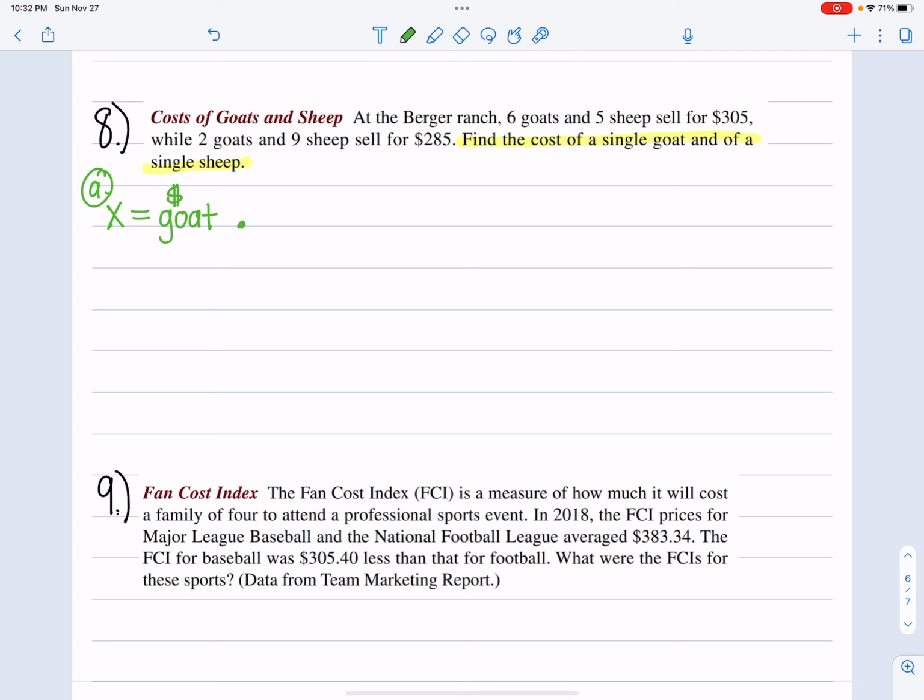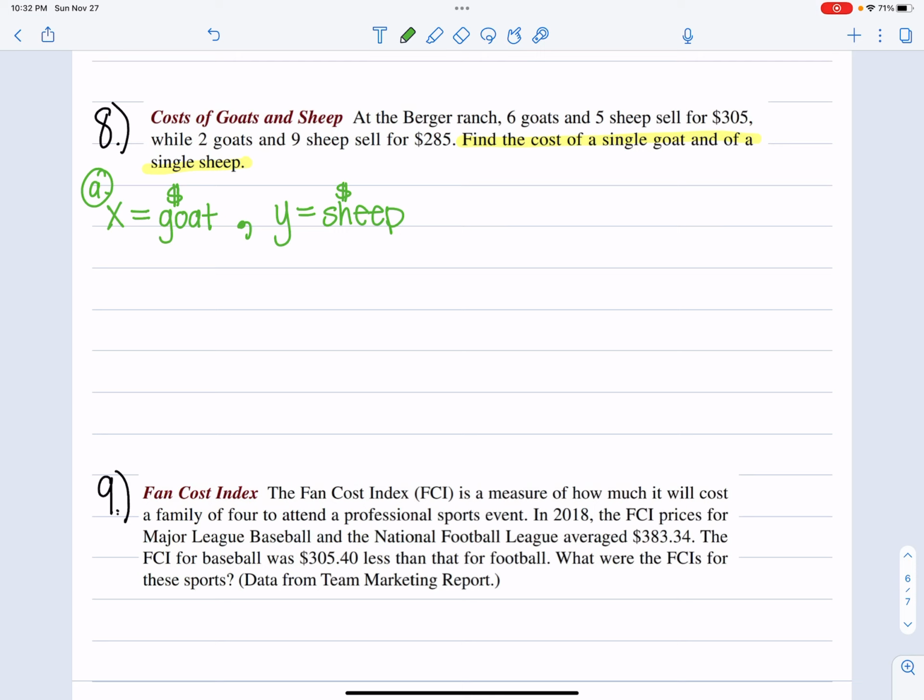Now, next thing, y equals the cost of a sheep. So I could do that just like that, and this defines my variable. I know I'm dealing with money with the goat and the sheep. I'm not talking about the number of goats because that's not what it asked me. Okay? So you could say cost of goat. You could do price of goat. However you want to. I just use a dollar sign to represent that, to shorthand it.